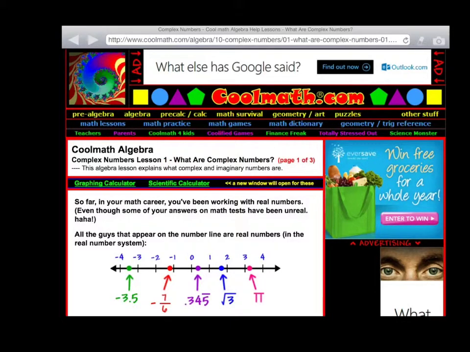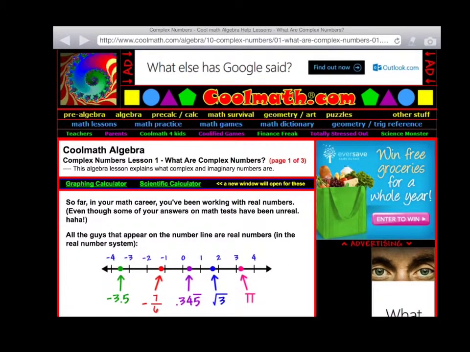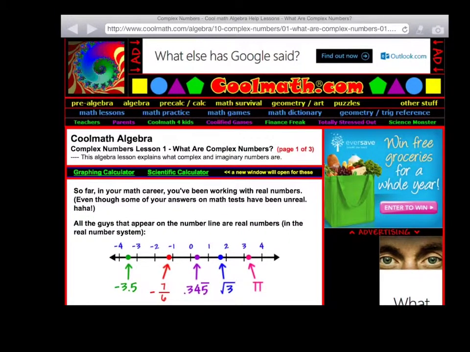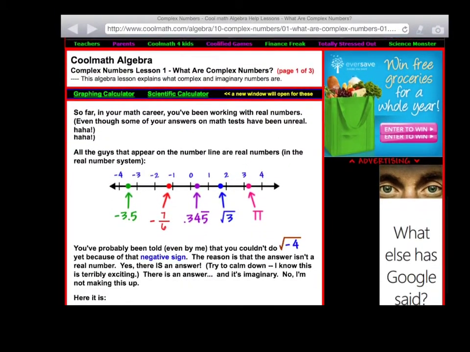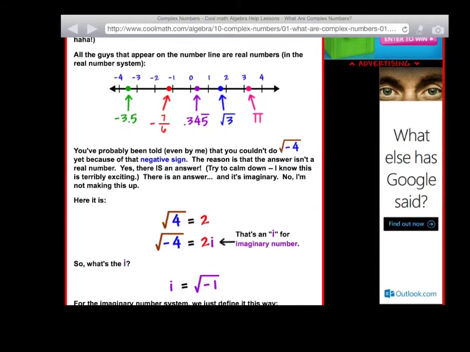All right, so far in your math career, you've been working with real numbers, even though some of our answers on math tests have been unreal. See, I told you it was a cute website. The part with the ads is a little confusing, and it's not letting me scroll. There we go. Okay, so you got all your numbers on the number line, and that's your real number system.